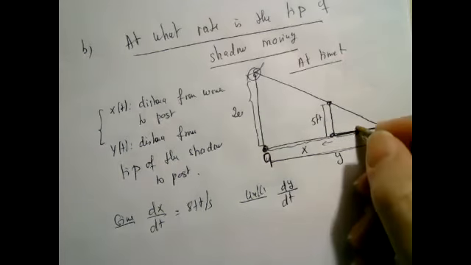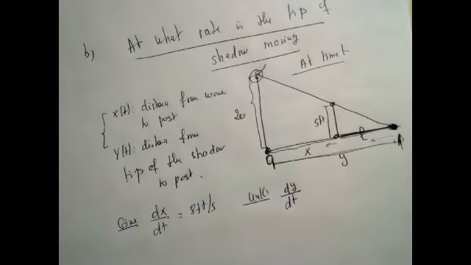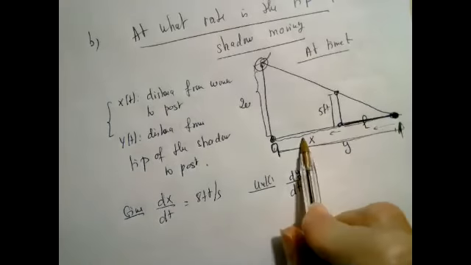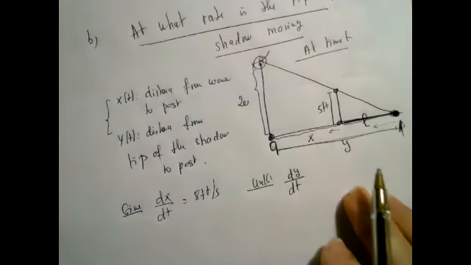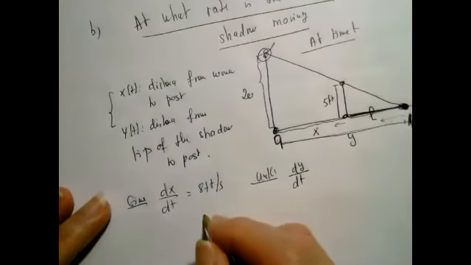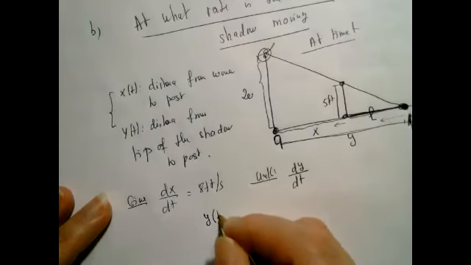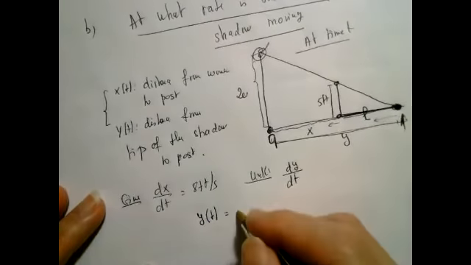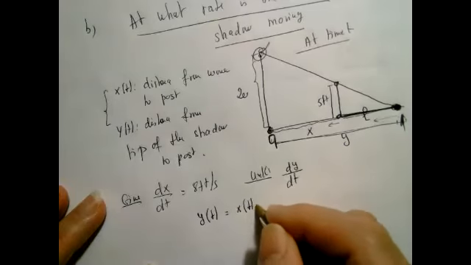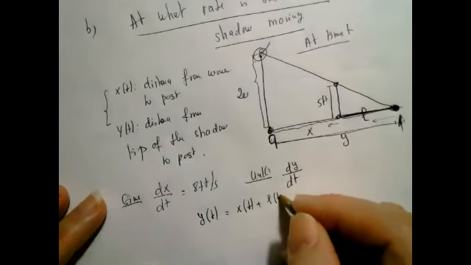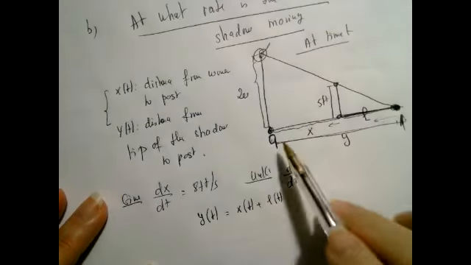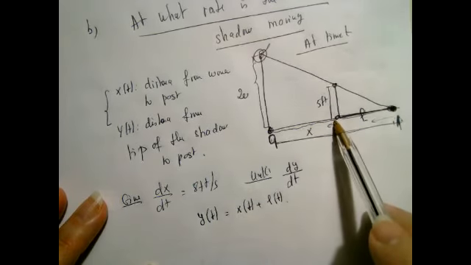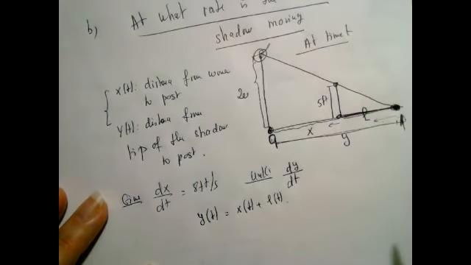The easy way is the following. This is L, and we know how fast L is moving, and we know how fast x is moving. So one way to do this problem is the following. We say that for every moment in time, y of t is x of t plus L of t. Every moment in time, the distance from here to here is the distance between the post and the woman plus the length of the shadow.